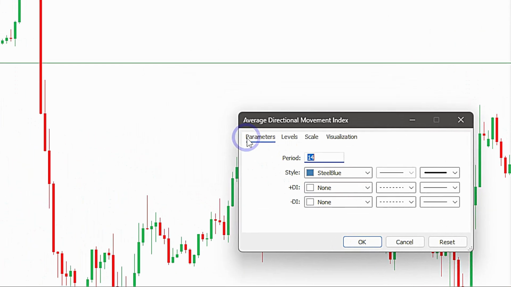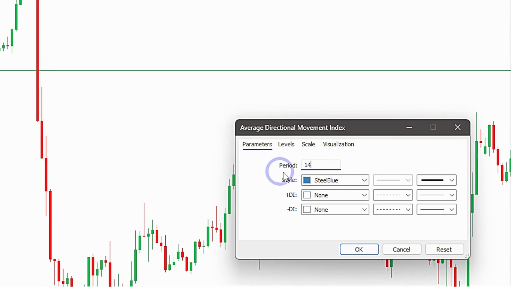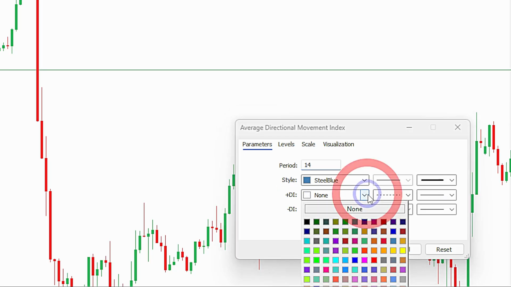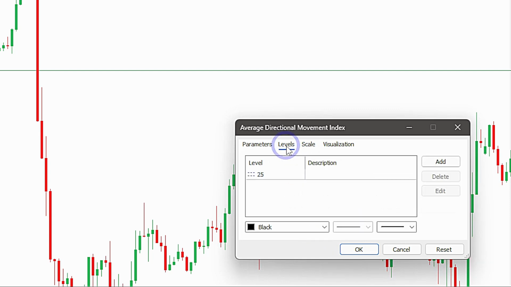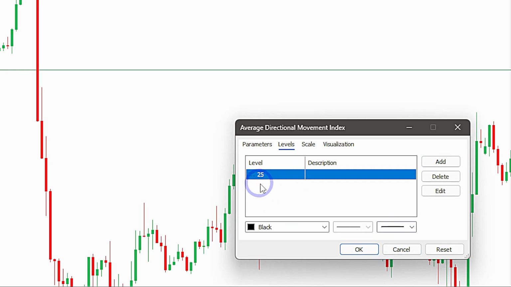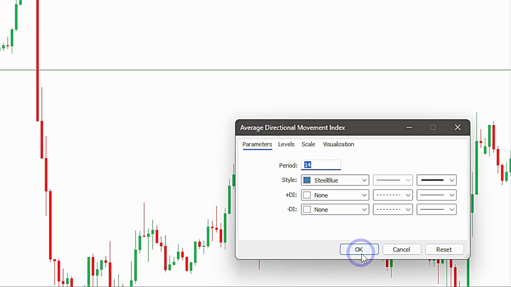That's the way I do these settings. Under the parameter, just leave the setting default, the period default. You can change the color, because I changed the color, and I also changed the line width. For the positive DI, I select none, and for the negative DI, I also select none. Then I move to the level, and under the level, I change the color to black, change the line type, and change the line width to line width number 2. I click on add, and I added level 25. After you have done this, click on OK.